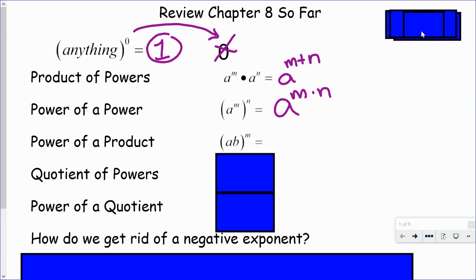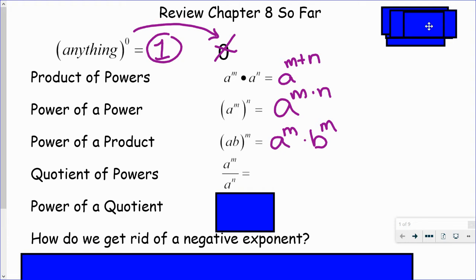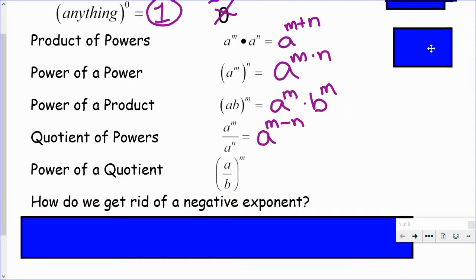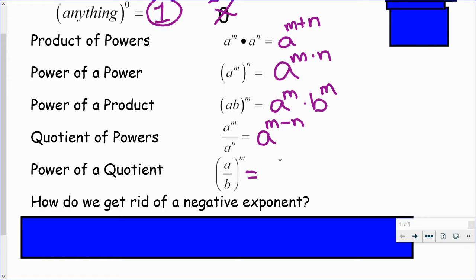Power of a product. This basically means you're going to distribute that in A to the M, B to the M. That goes to everything inside the parentheses. It gets distributed. Now, quotient, meaning division. Division and multiplication are very similar for this. Now, instead of adding, you are subtracting. Power of a quotient. Just a reminder, that also gets distributed to the top and the bottom. Don't forget to do that.